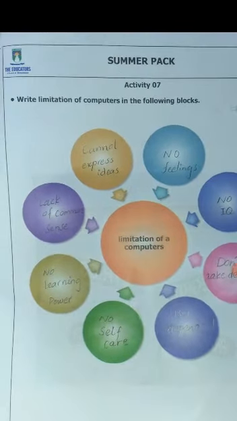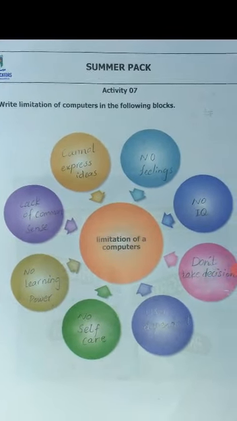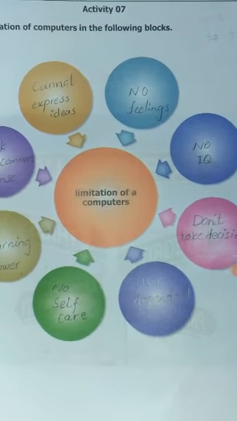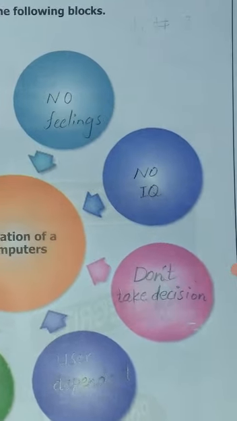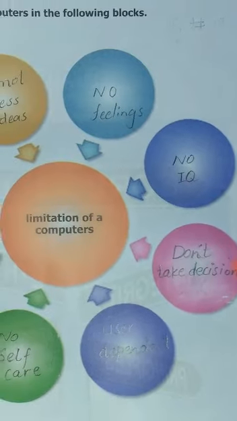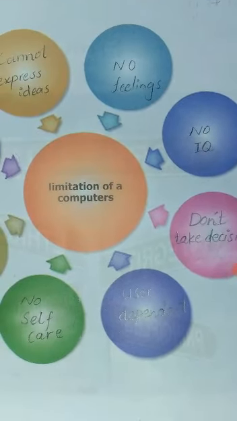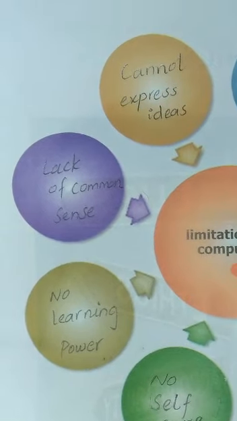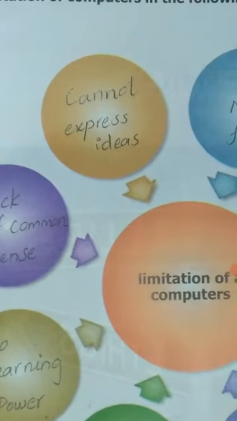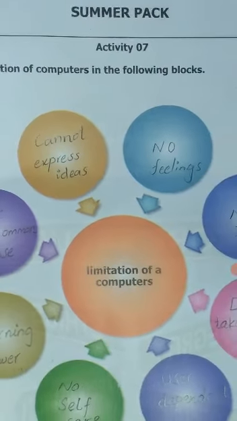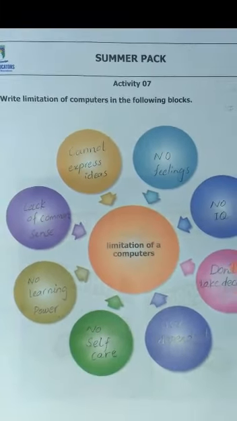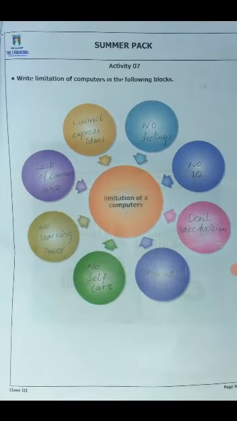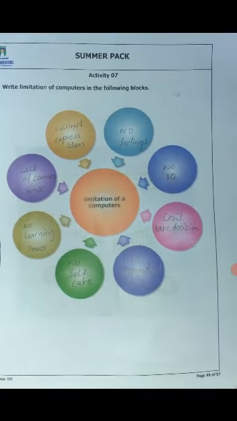Here activity 7 is about write limitation of computer in the following blocks. Limitation of a computers are no feelings, no IQ, don't take decision, user dependent, no self care, no learning power, lack of common sense, cannot express ideas. This is our activity number 7, that is last activity of class 3.